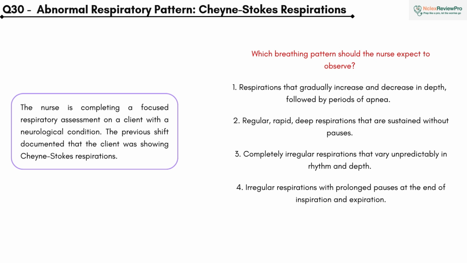Option 2, regular, rapid, deep respirations that are sustained without pauses. Option 3, completely irregular respirations that vary unpredictably in rhythm and depth. Option 4, irregular respirations with prolonged pauses at the end of inspiration and expiration. Take a moment and think about your answer. The correct answer is option 1, respirations that gradually increase and decrease in depth, followed by periods of apnea.